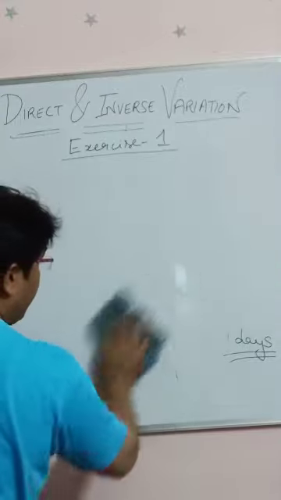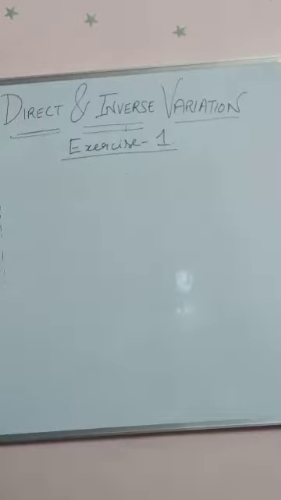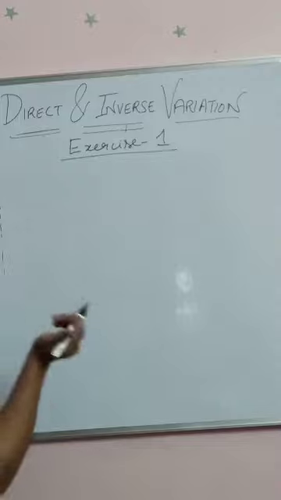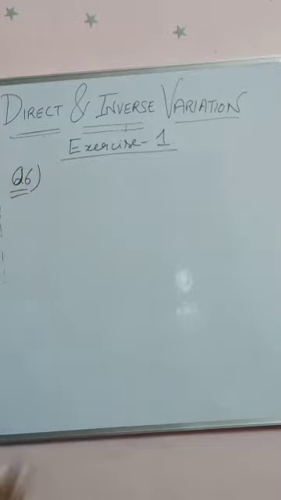So in this chapter, like I have already told you, we are talking about either direct variation or inverse variation. Direct variation, when the same sort of change is there. One increases, the other also increases. One decreases, the other also decreases. Whereas inverse variation is opposite change. So let us continue with question number 6 now. Kindly see it in the book.